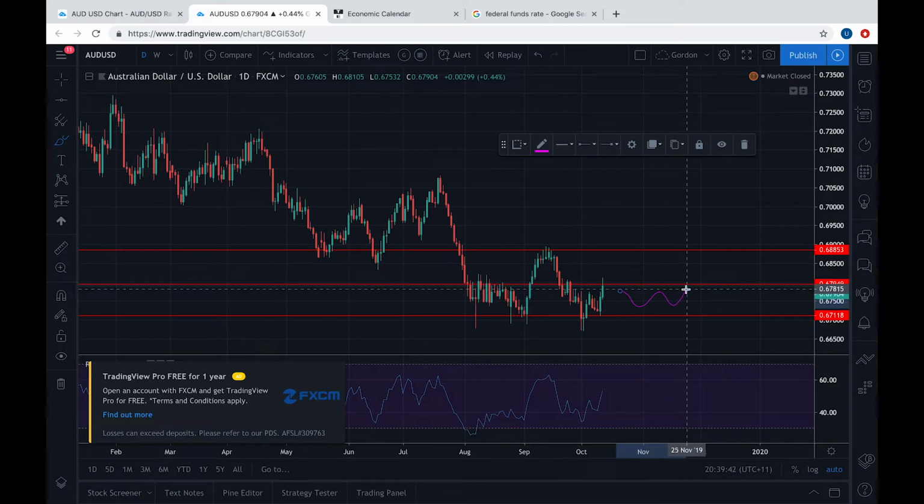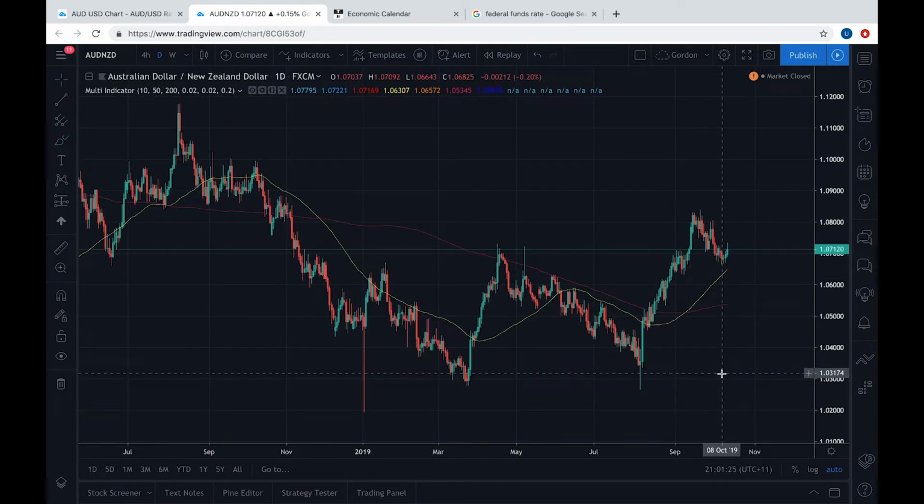Important data to look out for this week includes the China September trade balance and inflation, and also the Australian September employment data. We're also looking towards any news from the US-China trade talks, and any good news will push the Aussie higher, possibly towards the 68.3 level.